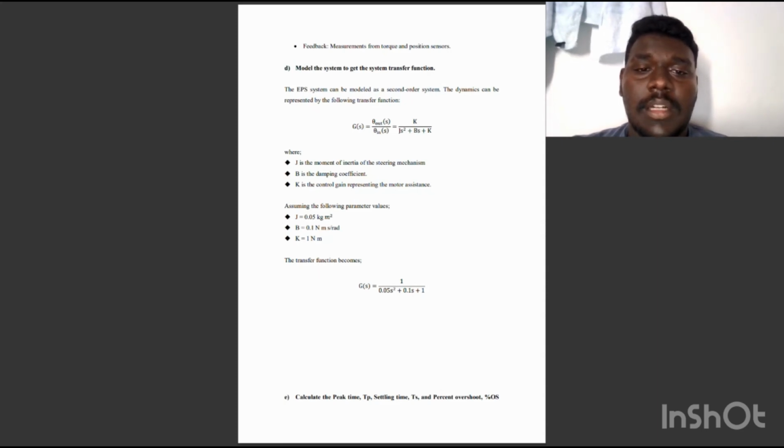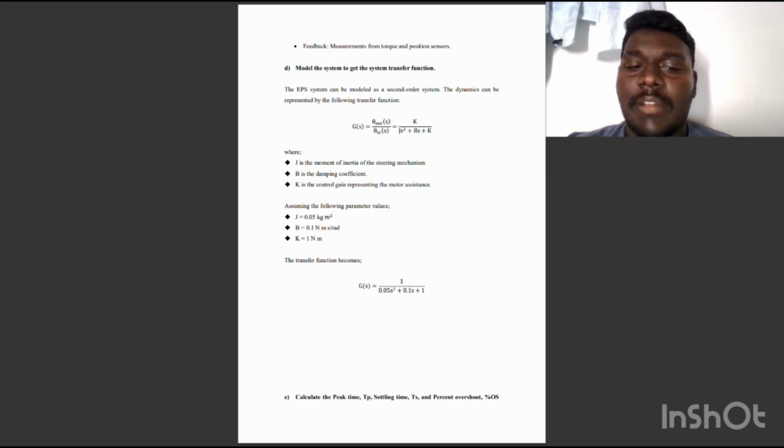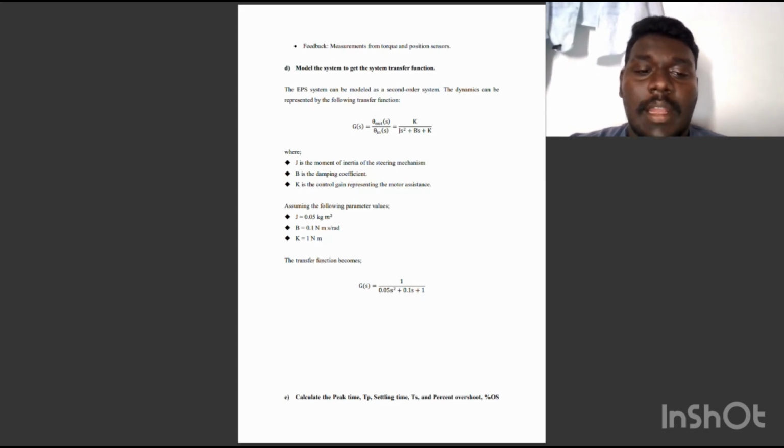G(s) equals theta out over theta in equals K over J s squared plus B s plus K, where J is the moment of inertia of the steering mechanism, B is the damping coefficient, K is the control gain representing the motor assistance. Assuming the following parameter values, J equals 0.05 kilogram meter squared, B is 0.1 Newton meter second per radian, and K is equal to 1 Newton meter. The transfer function becomes G(s) equals 1 over 0.05 s squared plus 0.1 s plus 1.